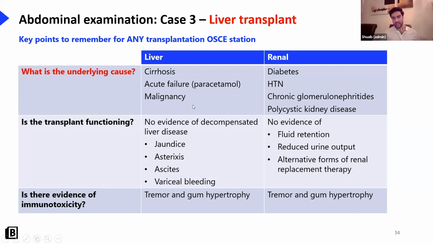So, I mean, this is all fairly straightforward. Evidence of immunotoxicity. What causes a tremor? What immunosuppressant causes a tremor?